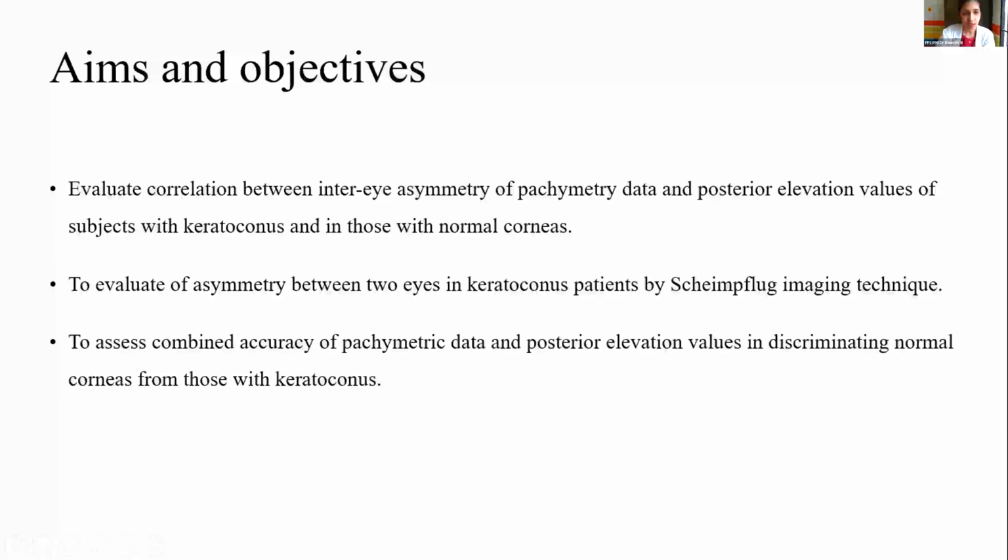The aims and objective is to evaluate the correlation between inter-eye asymmetry of pachymetric data and posterior elevation values of subjects with keratoconus and in those with normal corneas, and to assess the combined accuracy of pachymetric data and posterior elevation values in discriminating the normal corneas from those with keratoconus.